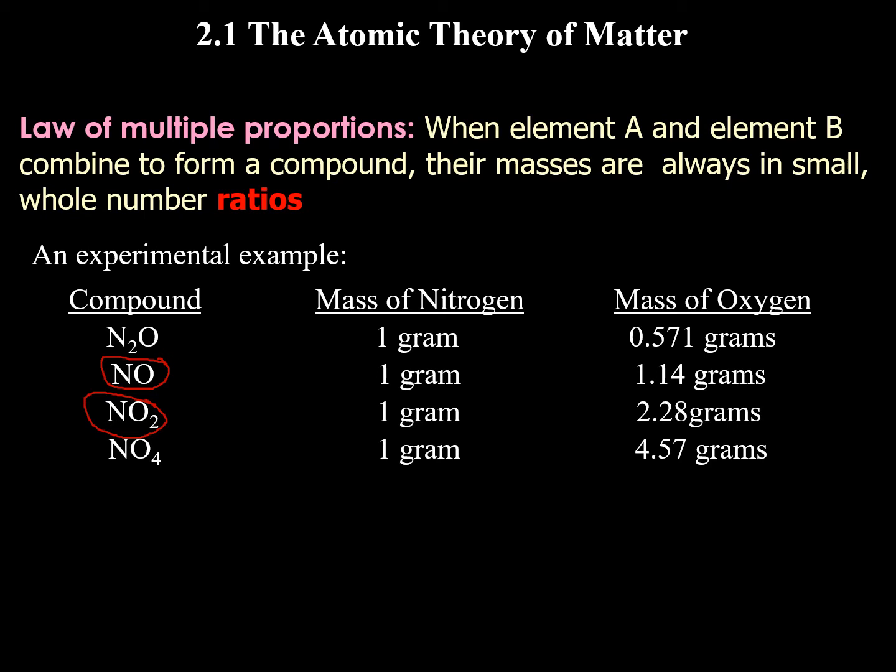And we take it another level. If we compare NO to NO4, the difference between the oxygens is 4 times. Of course, the mass of nitrogen would have to be consistent at 1 gram. And in the case when we go from NO to N2O, the mass of nitrogen is still 1 gram, and if we look here between 1.14 and 0.57, the value has to be halved. So again, for my class, I wouldn't ask you to do any calculations, just to be familiar with the law of multiple proportions and the law of conservation of mass as well.